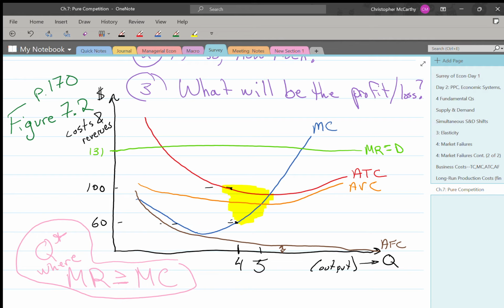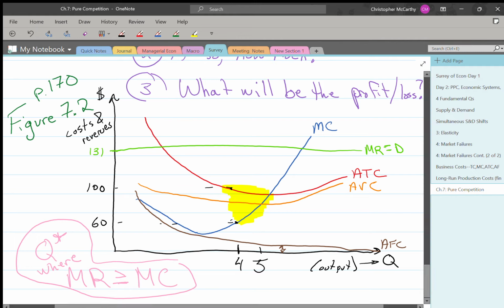And really, it's MR greater than or equal to MC, because sometimes you can't produce 1.33 cars. So you just produce the last whole unit where the marginal revenue is greater than the marginal cost. For this one, we ended up with marginal revenue intersecting marginal cost all the way over here at 9 units. Let's talk about how we got to this point. Number one, we need to find where the marginal revenue and marginal cost curves meet.